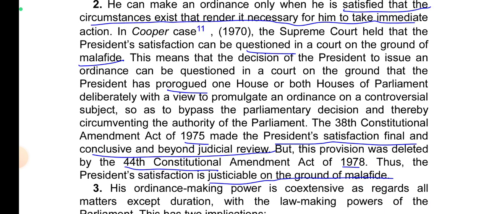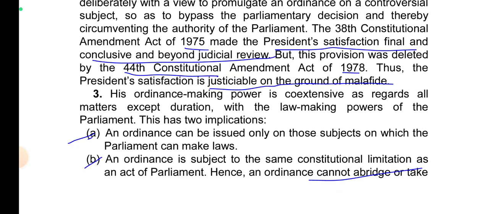This means that the decision of the President to issue an ordinance can be questioned in a court on the ground that the President has prorogued one House or both Houses of Parliament deliberately with a view to promulgate an ordinance on a controversial subject, so as to bypass the parliamentary decision and thereby circumventing the authority of the Parliament. The 38th Constitutional Amendment Act of 1975 made the President's satisfaction final and conclusive and beyond judicial review, but this provision was deleted by the 44th Constitutional Amendment Act of 1978. Thus, the President's satisfaction is justiciable on the ground of mala fide.